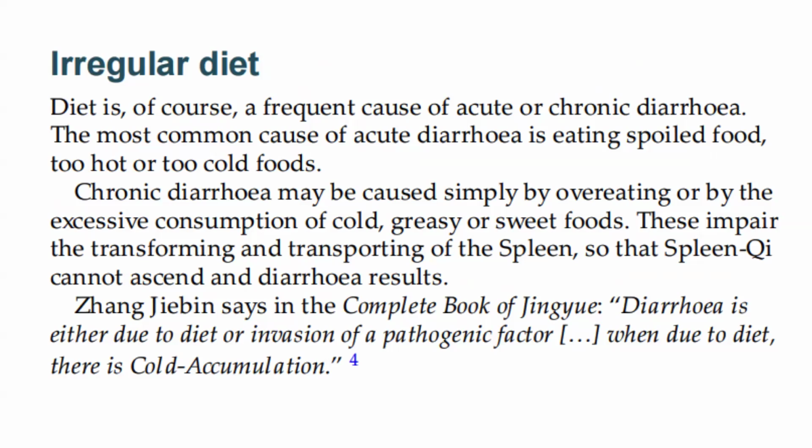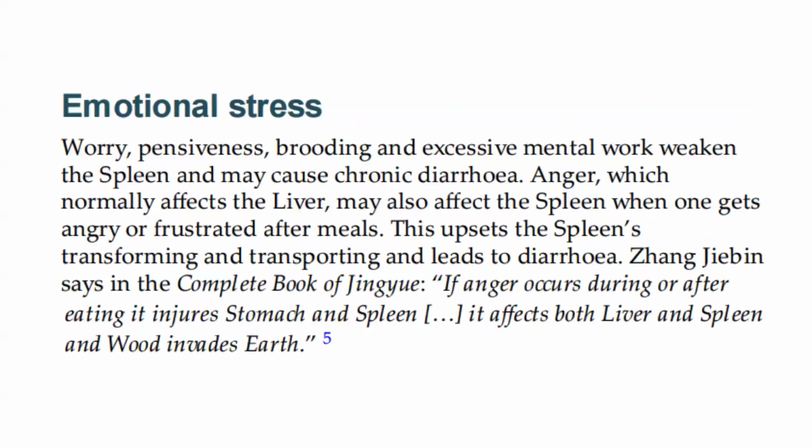This impairs the transforming and transporting of the spleen so that spleen qi cannot ascend and diarrhea results. Zhang Jingyue says in the Complete Book of Jingyue, diarrhea is either due to diet or invasion of a pathogenic factor. When due to diet, there is cold accumulation. Worry, pensiveness, brooding, and excessive mental work weaken the spleen and may cause chronic diarrhea. Anger, which normally affects the liver, may also affect the spleen when one gets angry or frustrated after meals. This upsets the spleen's transforming and transporting and leads to diarrhea.